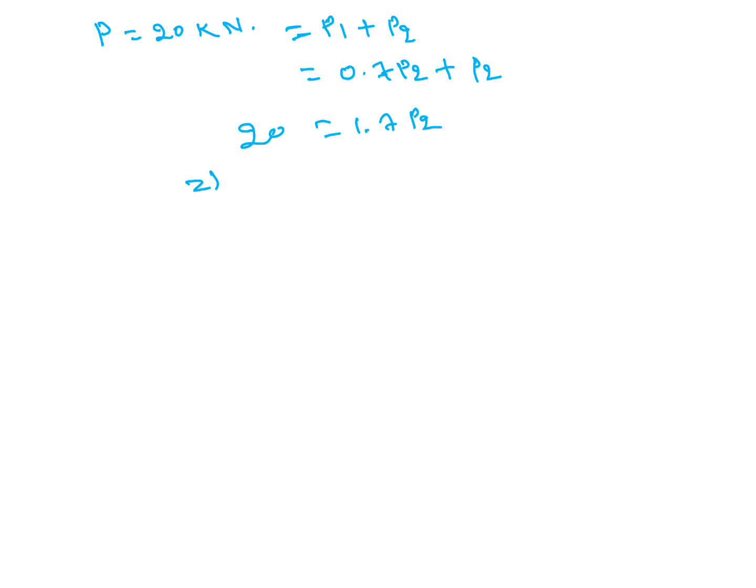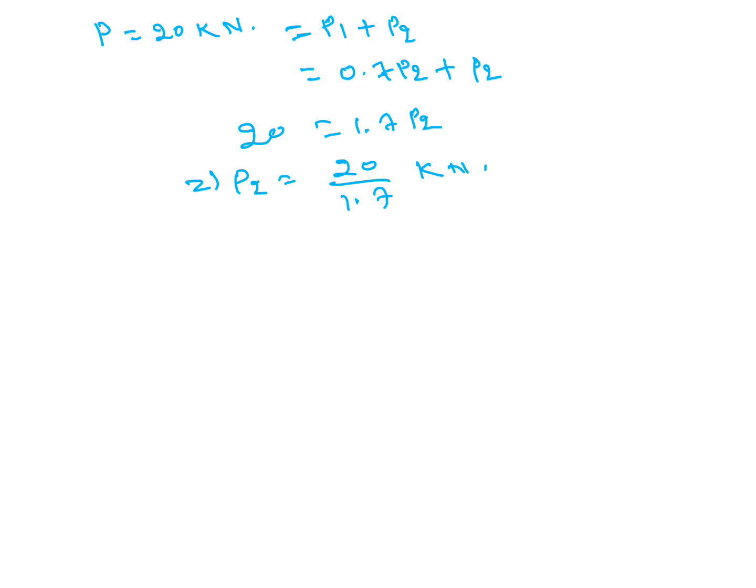Total P equal to 20 kilonewton equal to P1 plus P2, load at aluminum and load at steel. Already we got P1 equal to 0.7 P2, so 0.7 P2 plus P2, 1.7 P2 equal to 20 kilonewton. So P2 how much will we get? 20 by 1.7 kilonewton.